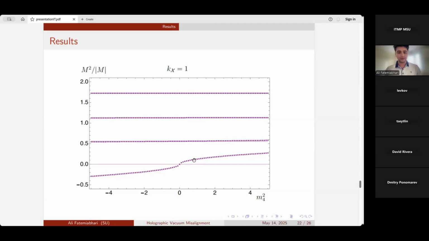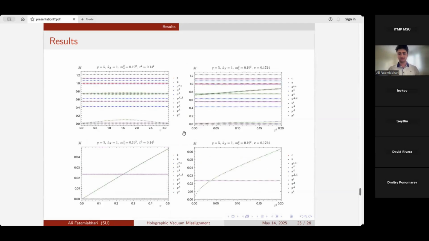So now I can show you the whole spectrum, how it looks. In each plot, we fix all of the parameters except one. In the left panel, we are changing the misalignment angle. The plots at the bottom are zoomed versions of the plots at the top.